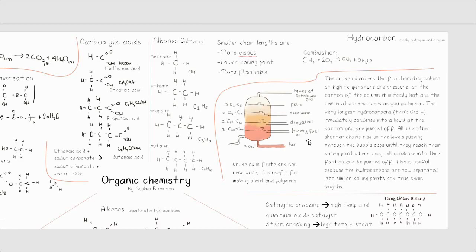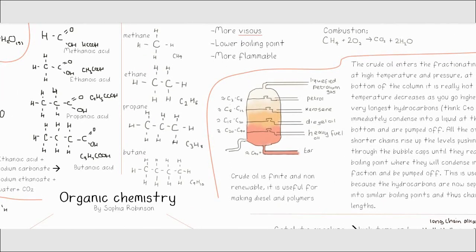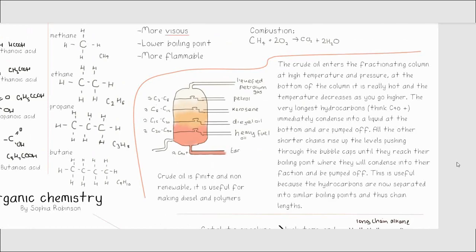The crude oil enters the fractionating column at high temperature and pressure. At the bottom of the column, it is really hot, and the temperature decreases as you go higher. The very longest hydrocarbons, think C40+, immediately condense into a liquid at the bottom and are pumped off. All the other shorter chains rise up the levels, pushing through the bubble caps until their boiling point, where they will condense into their fraction and be pumped off.